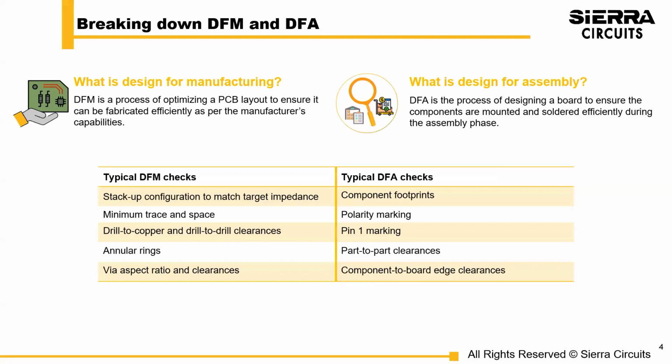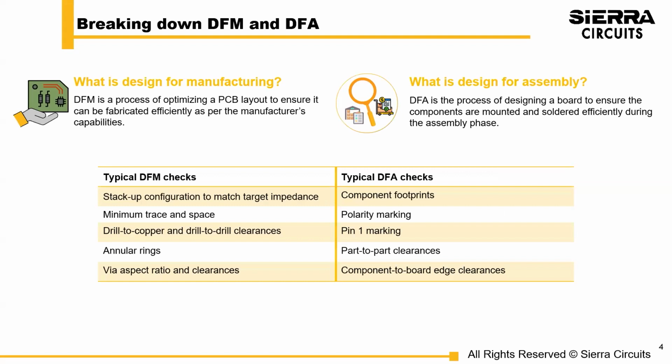Design for manufacturing, that is DFM, is a process of optimizing a PCB layout to ensure it can be fabricated efficiently as per the manufacturer's capabilities. It focuses on material selection, stack up layers, trace widths and spacing, drill sizes and tolerances.